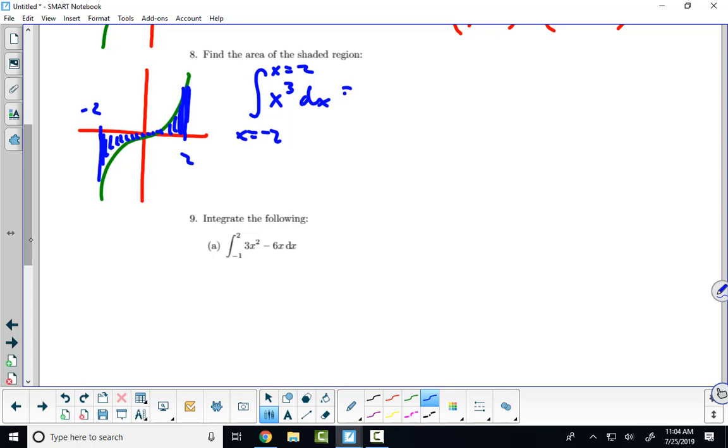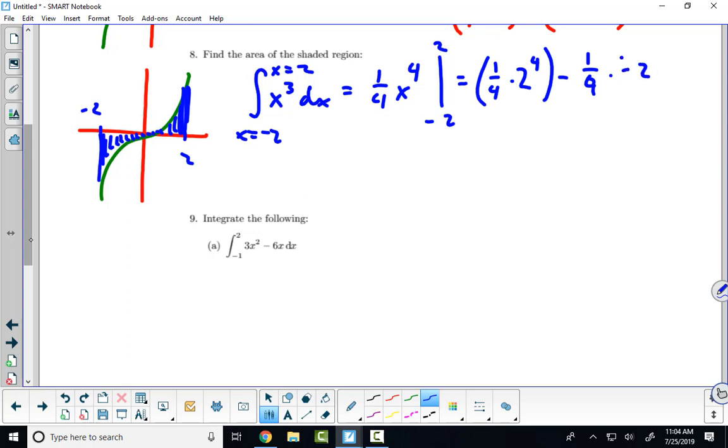So let's do the work. This is 1/4 x to the 4th, evaluated from -2 to 2, which is equal to 1/4 times 2 to the 4th minus 1/4 times -2 to the 4th, which is equal to 4 minus 4, which equals 0. Does that make sense? Brandy, you're nodding your head. How come?